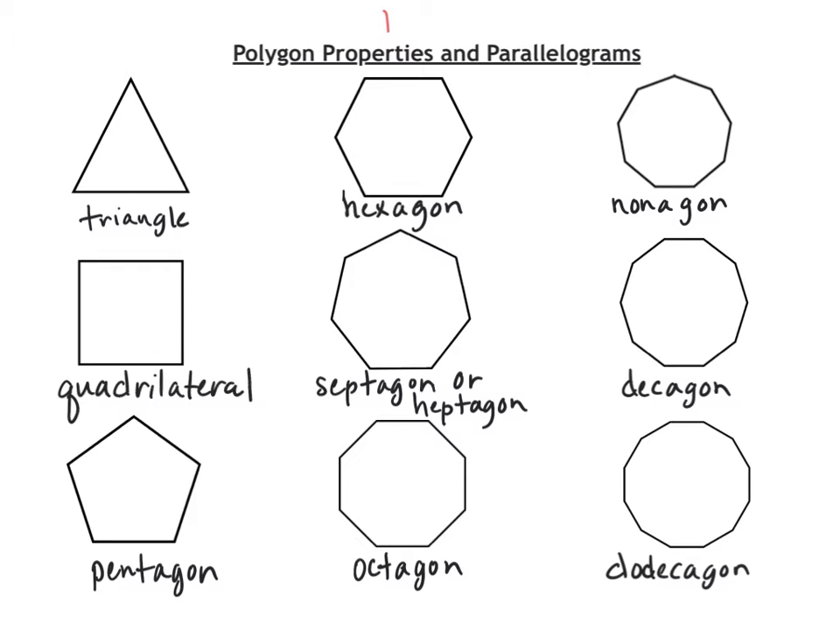Nonagon is nine sides. Decagon is 10 sides. Deca means 10. December means 10th month. Interesting, huh? And dodecagon is a 12-sided figure. There's probably a name for an 11-sided figure, but we don't talk about that.